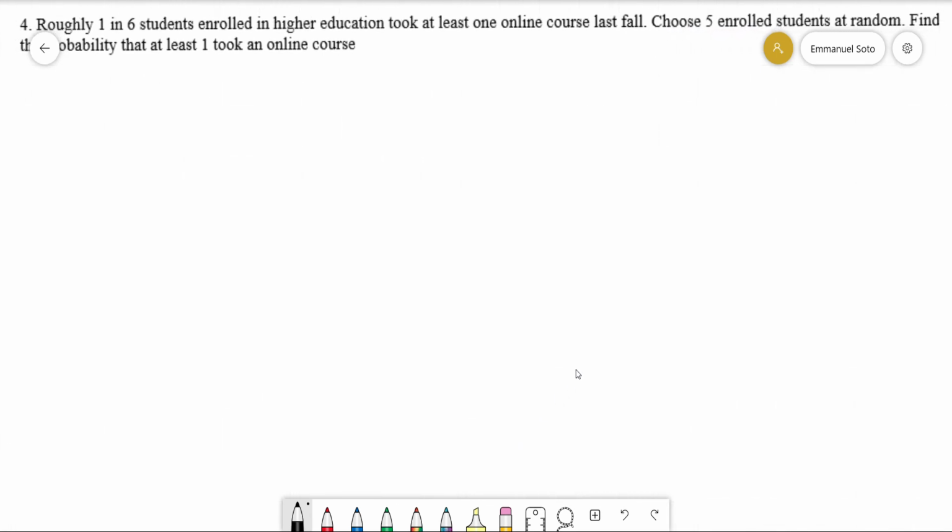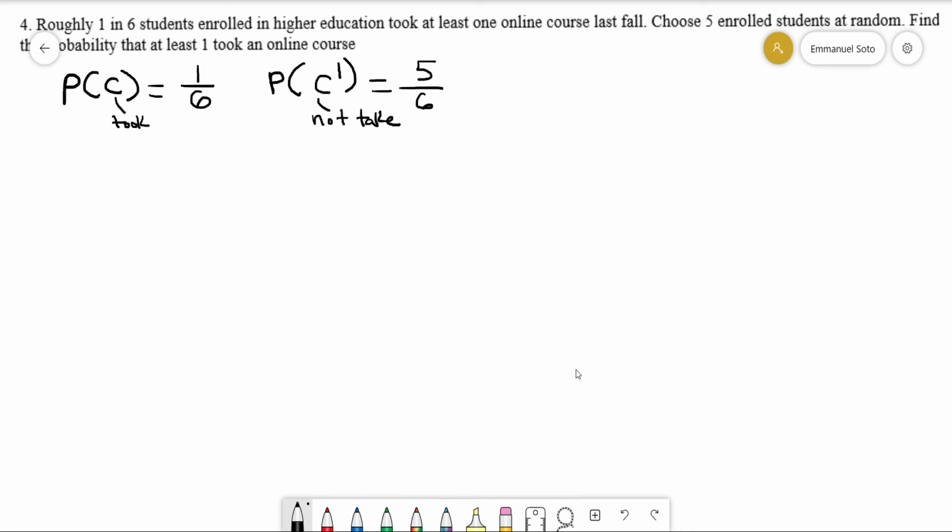Roughly 1 in 6 students enrolled in higher education took at least one online course last fall. Choose 5 enrolled students at random. Find the probability that at least one took an online course. So 1 in 6 took an online course. The probability that they took a course, we're going to call that C, is 1 in 6. This means that the probability that they did not take a course, I'm going to call that C prime, is 5 over 6. If 1 in 6 took it, that means 5 in 6 did not.